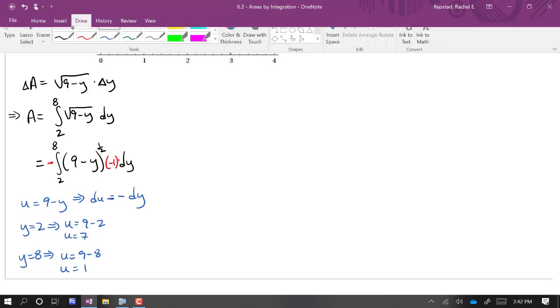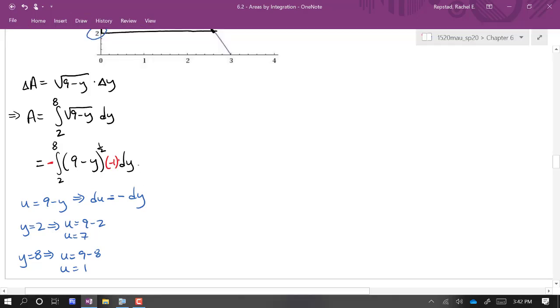So let's see what that gives us in terms of rewriting this integral. I can't forget that I got the negative out in front. I'm integrating, and now my lower limit is 7 and my upper limit is 1. This might feel confusing because 1 is a smaller number than 7, but those correspond to the lower and upper y limits. So we're integrating from 7 to 1, u to the 1/2 du.